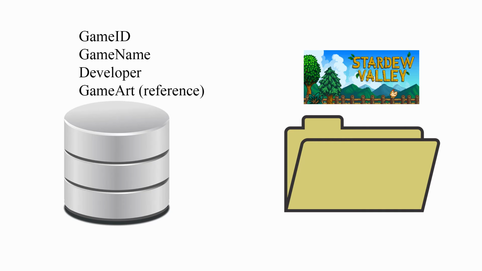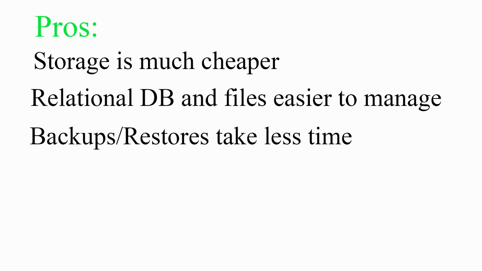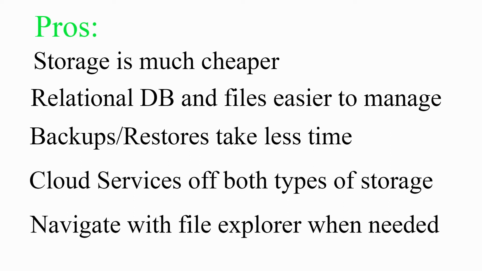Image files are kept somewhere designed for image files, and the relational data for our games is kept on a database, where it can be queried and manipulated. Because of this, storage is much cheaper, and easier to manage. Backups and restores won't take as long. Cloud services, like Azure and Amazon, offer storage solutions, and database solutions that can link together. They are backed up independently from each other. Navigating your image files can be easier, because you can use existing file explorers.